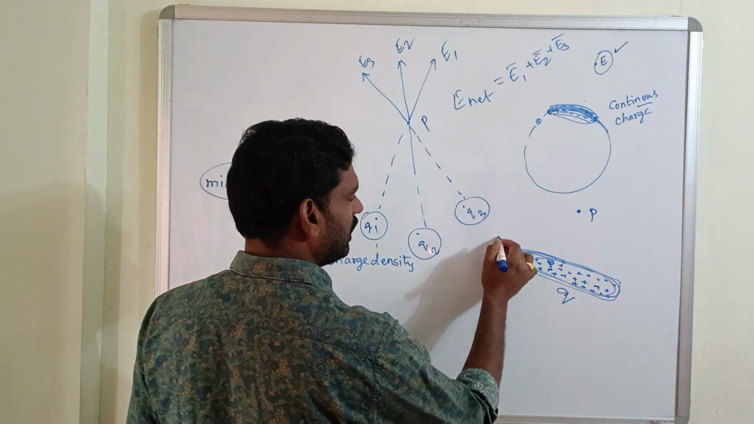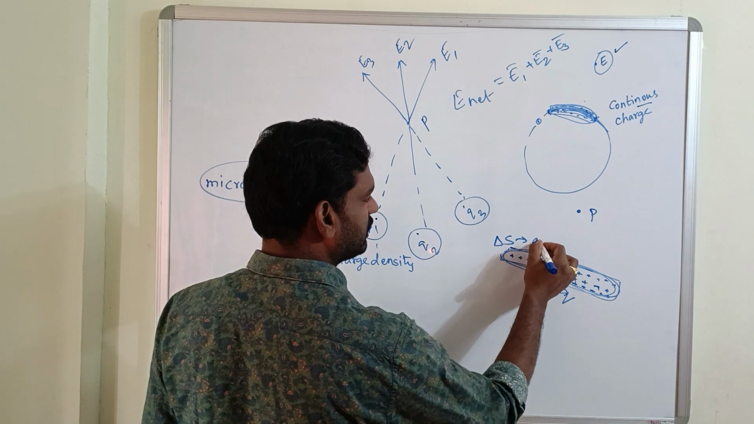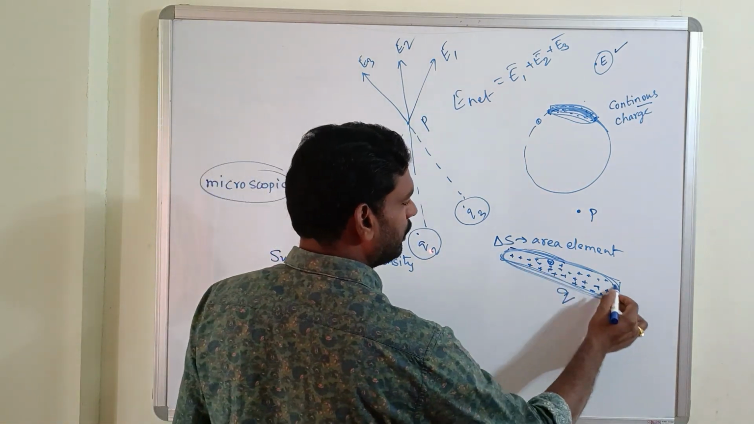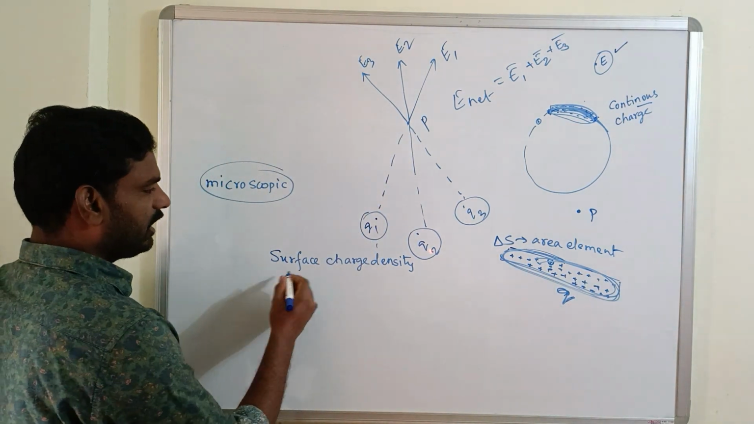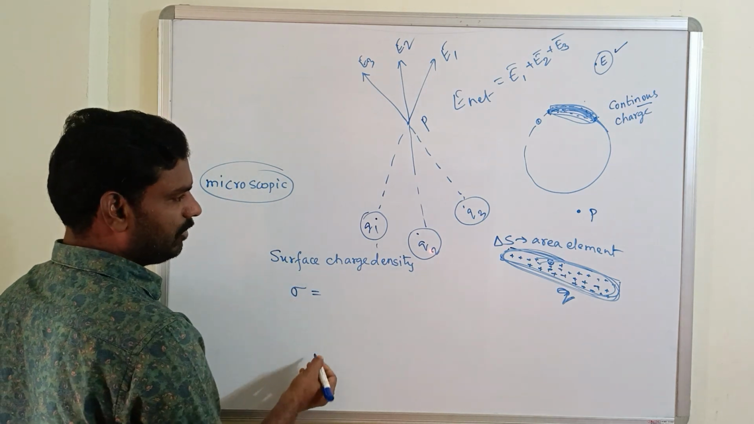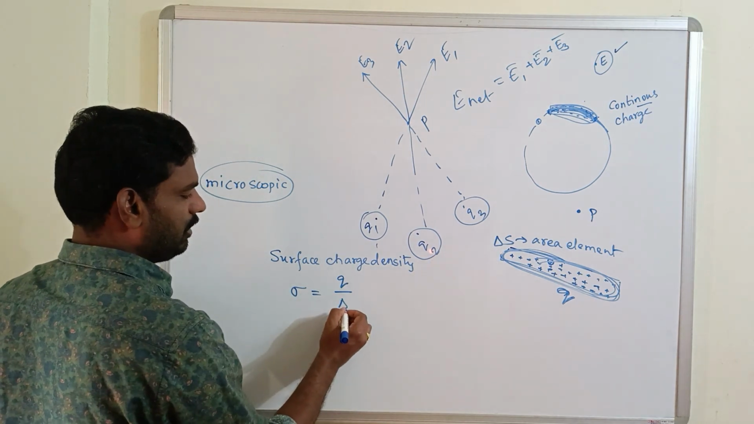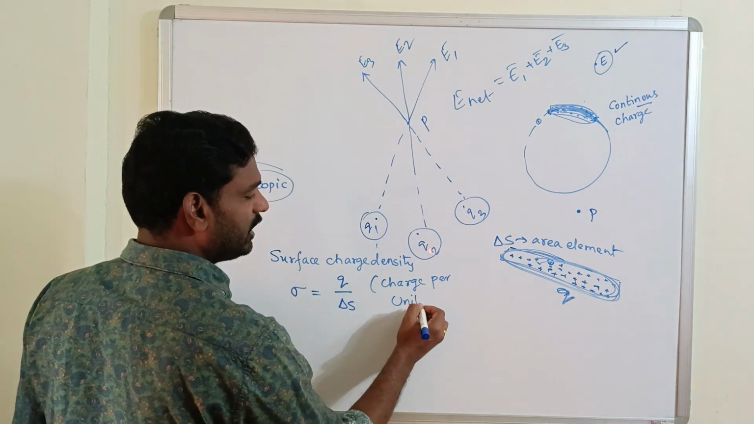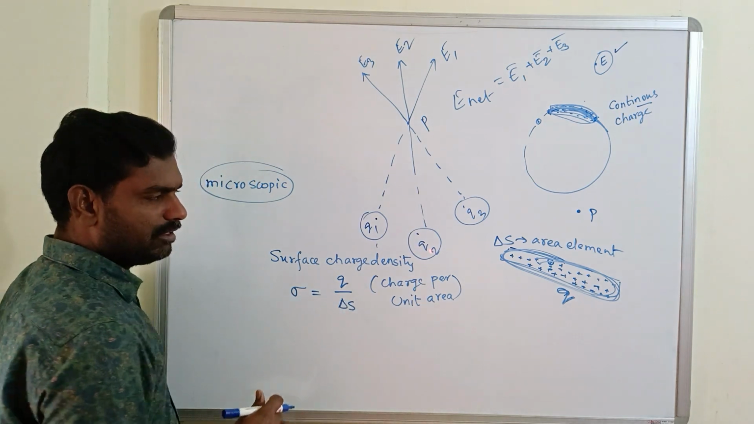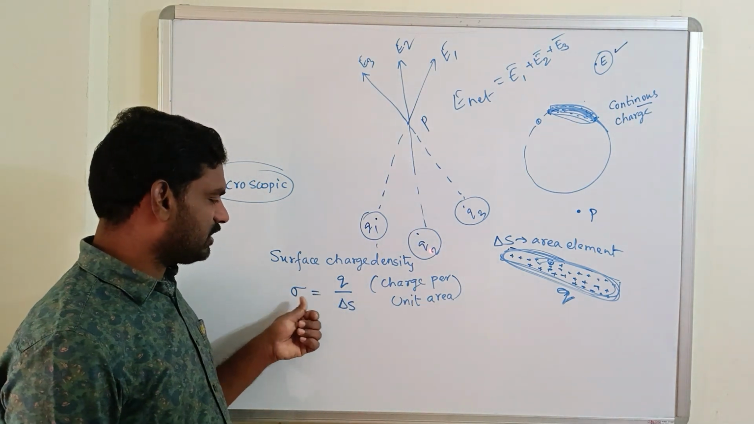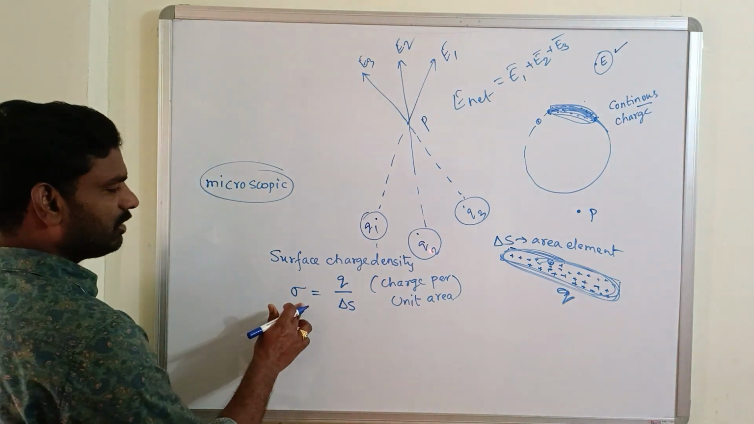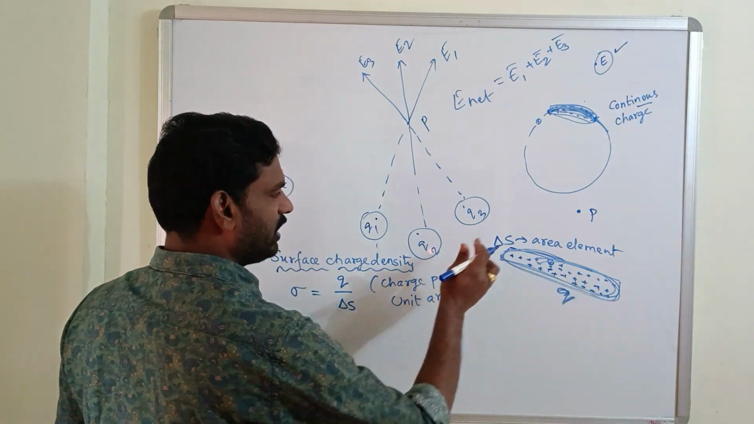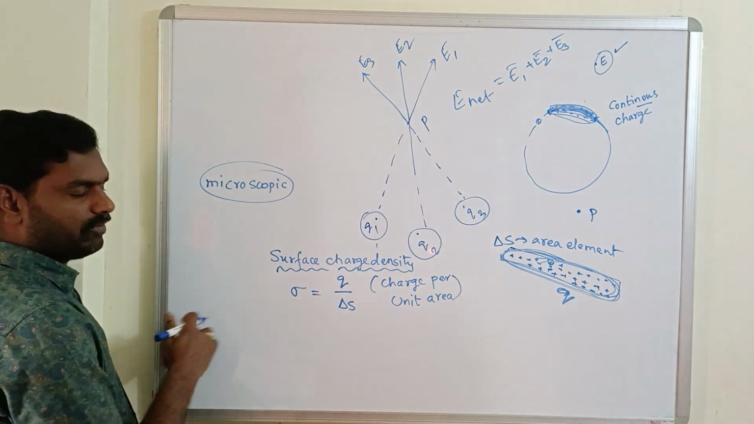Let us consider this surface area as a delta s area element, and this total surface element has charge q. So here I can define surface charge density as sigma equal to charge per unit area. Net charge equals surface charge density into area. Net charge in the area element divided by delta S gives us surface charge density.